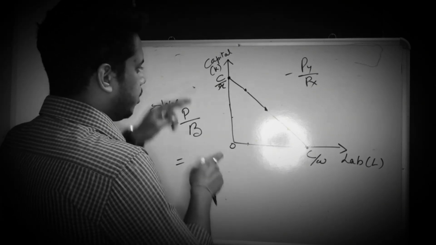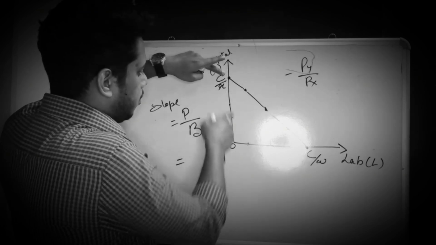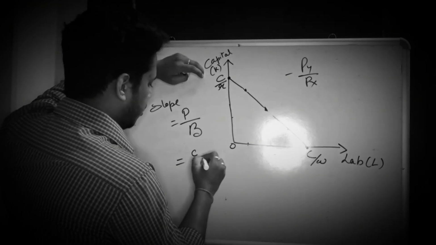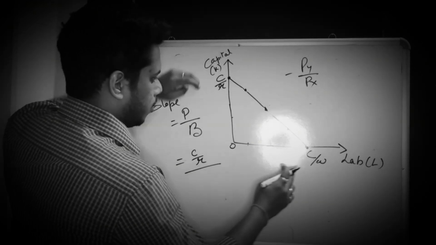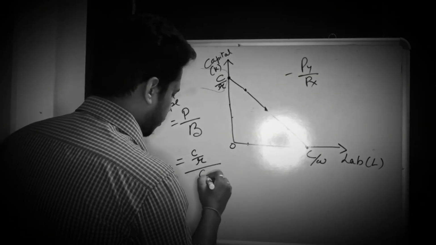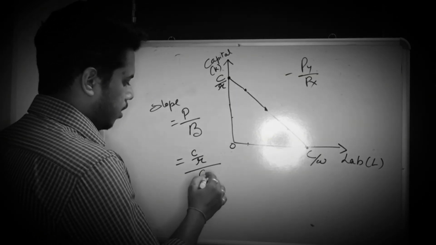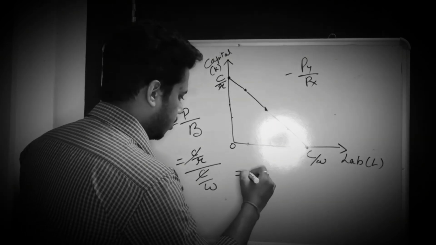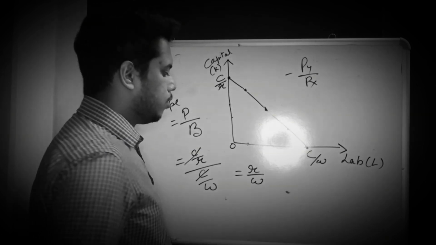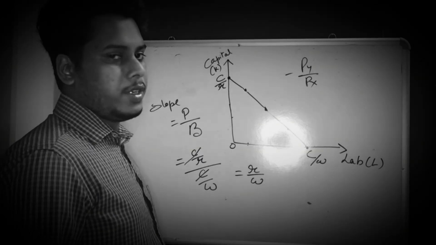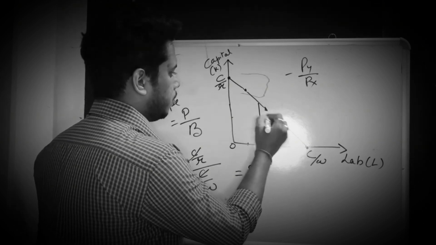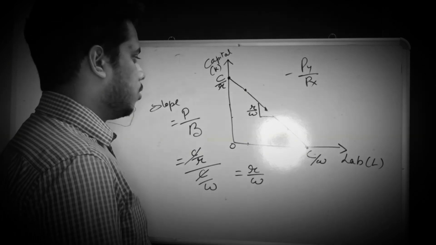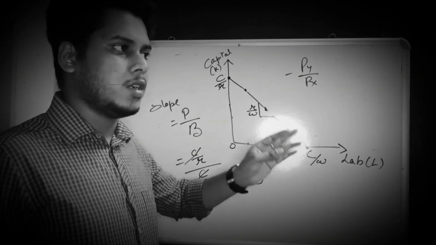So the slope for this curve will be perpendicular by base. Which part is the perpendicular part? This part: C by R. So the perpendicular amount is C by R, and the base amount, this part, is C by W. Then we cut the Cs and we are left with R by W. So the slope of this curve is R by W, rate of interest by wage rate.